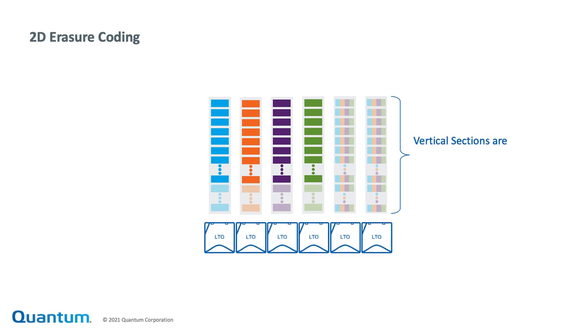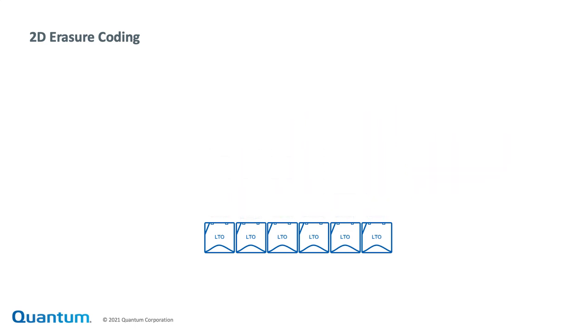The result of the 2D erasure coding process is some number of equally sized segments, 6 in this example, and each of those segments is written to tape in a single stream. So multiple terabytes and thousands of objects are protected and written to tape with minimal tape mounts.